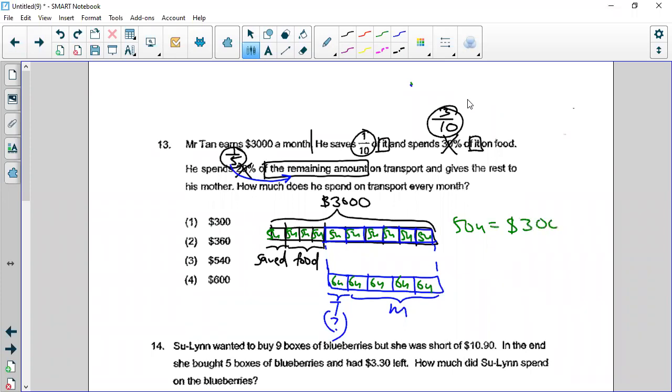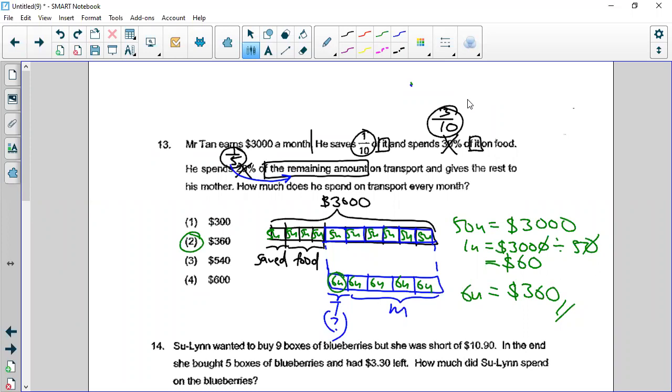$3,000, right? Then you find 1 unit, no calculator. What do you do? You have to shortcut, right? Divide by 50. So you take out 1 zero, cancel 1 zero, cancel 1 zero, and then 300 divided by 5. That will be 60, right? 60. And how much did he spend on transport? Which is 6 units. 6 units. You look at the question mark over here. And how much is 6 units? So 60 times 6, $360. Answer number 2.